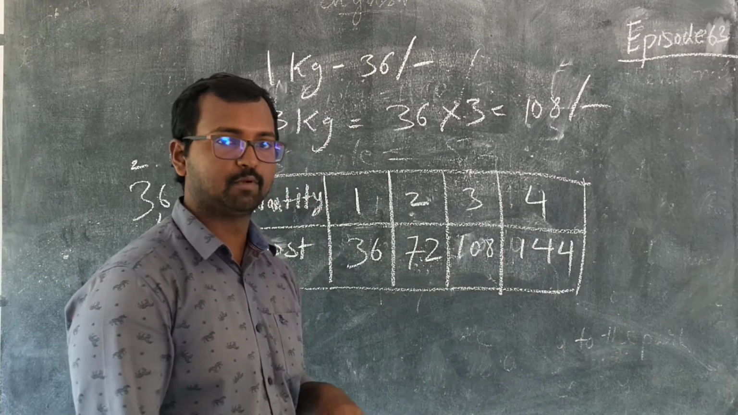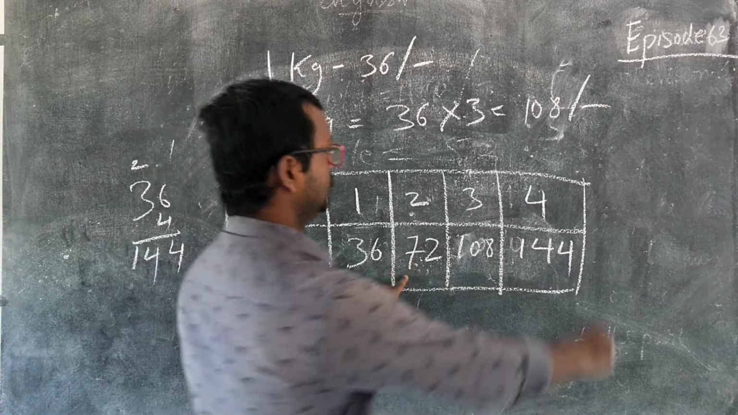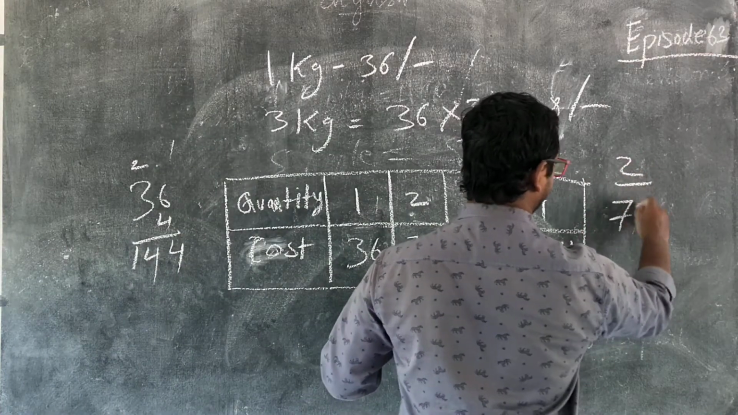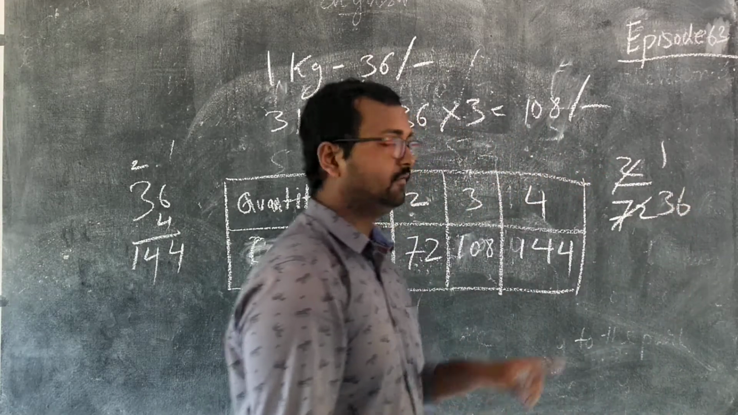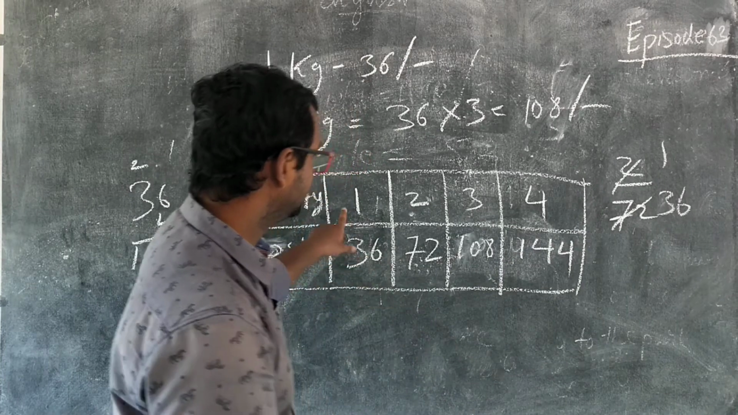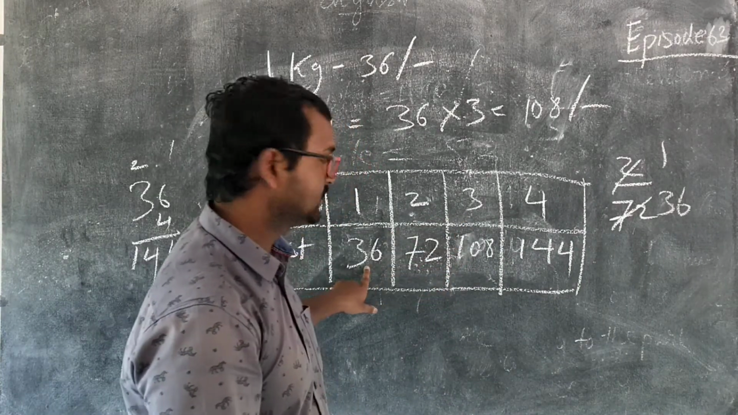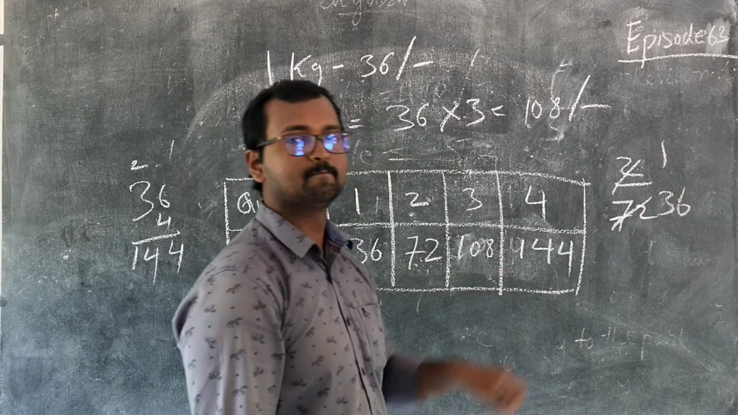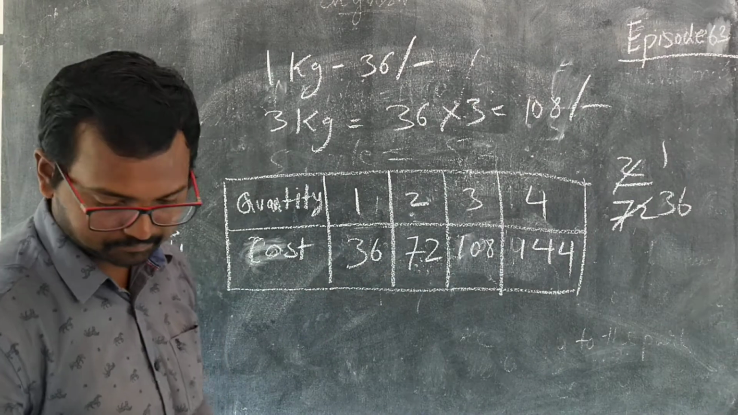All of them are in direct proportion. If you divide it, you will get the same answer, which is 1 by 36. See, 2 by 72. With 2, if we divide, we will get 1, then in the bottom we will get 36. So here, see, this is 1 by 36. This also, if we divide by 3, we will get 1 by 36. This also, if we divide by 4, we will get 1 by 36. So this is in proportion.